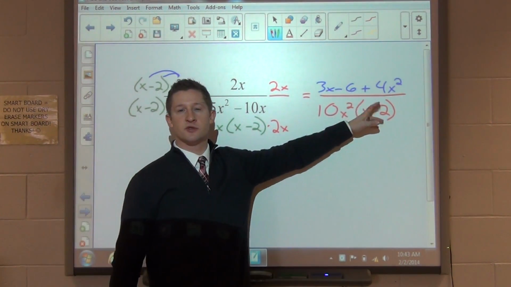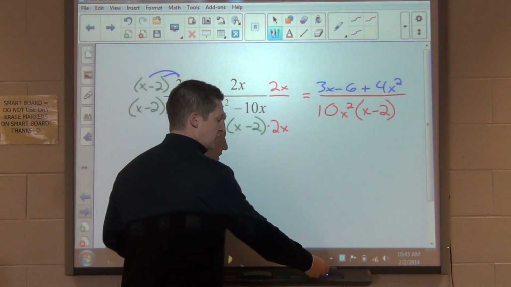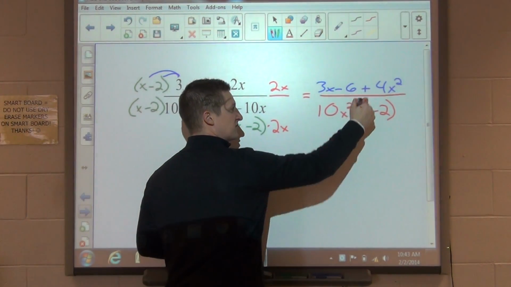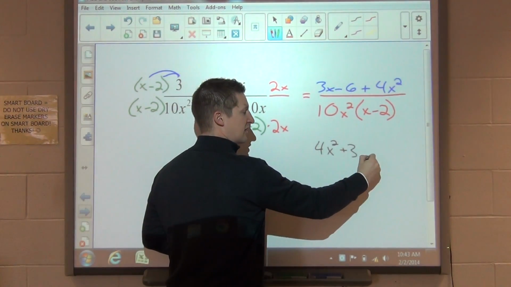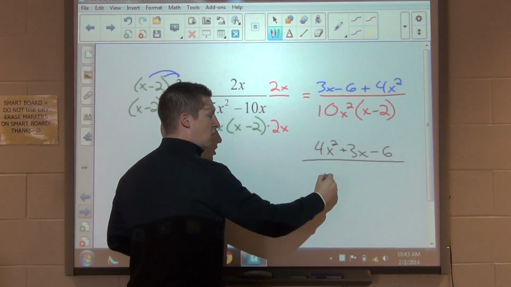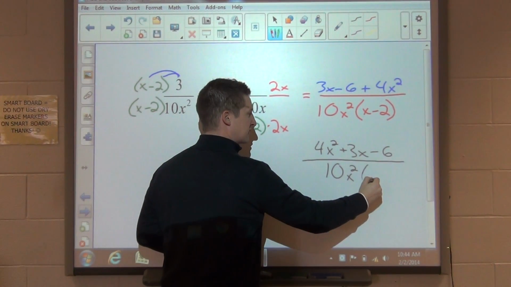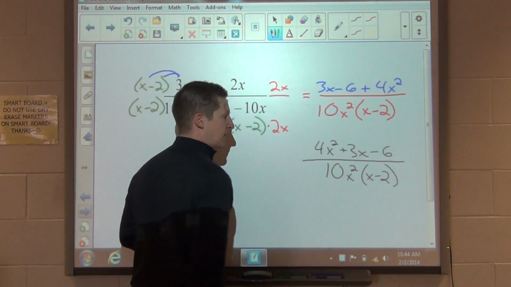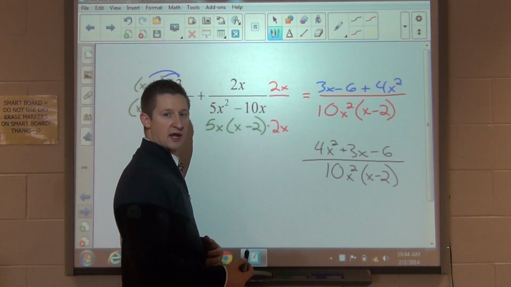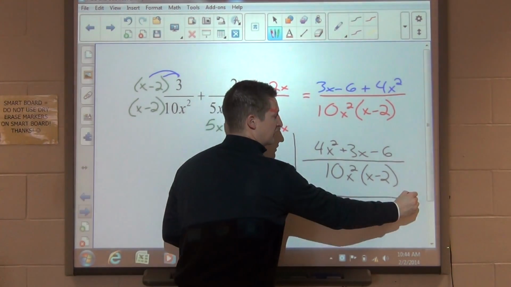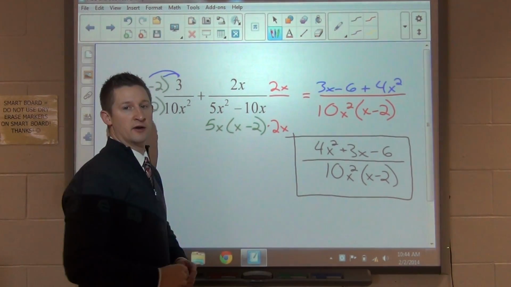There's no like terms here, so the last thing that I would probably do is just rewrite it so that it was in descending order of exponents. 4x squared plus 3x minus 6 all over 10x squared times x minus 2. I'm going to guess that there's no common factors that I can pull out and cancel, so therefore we're going to go ahead and leave this as our final answer.